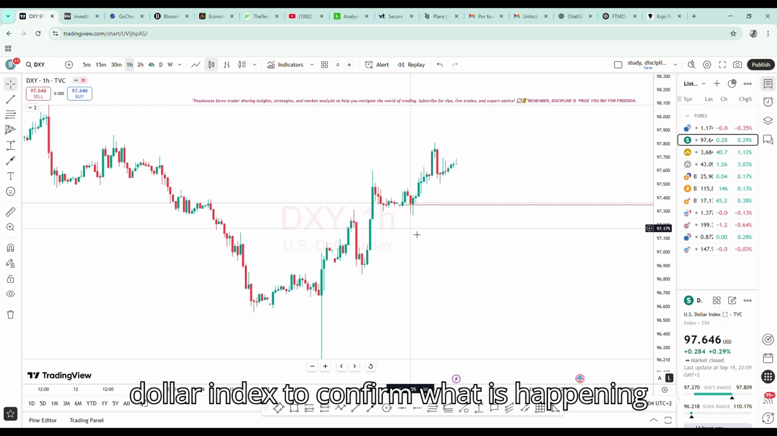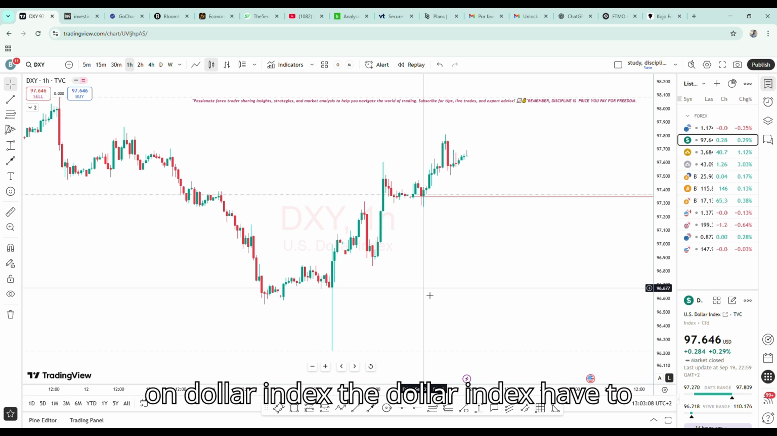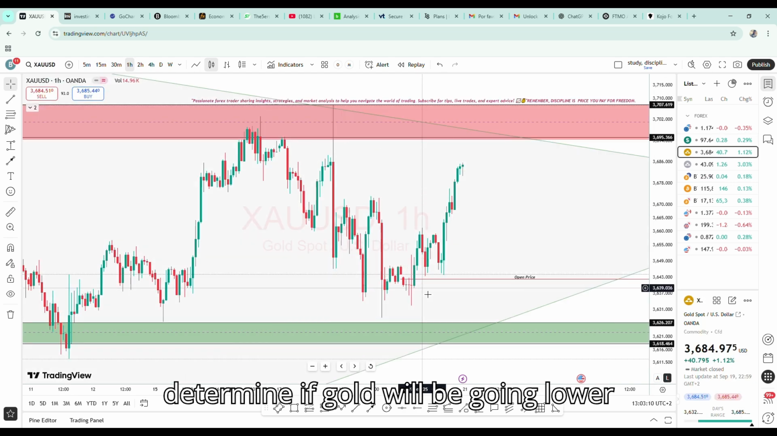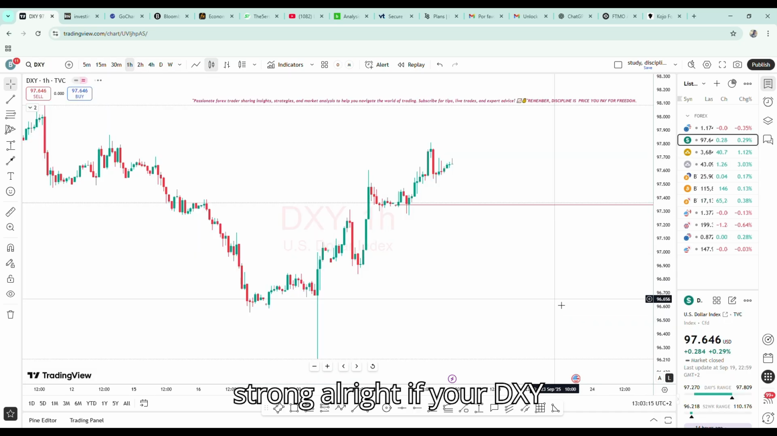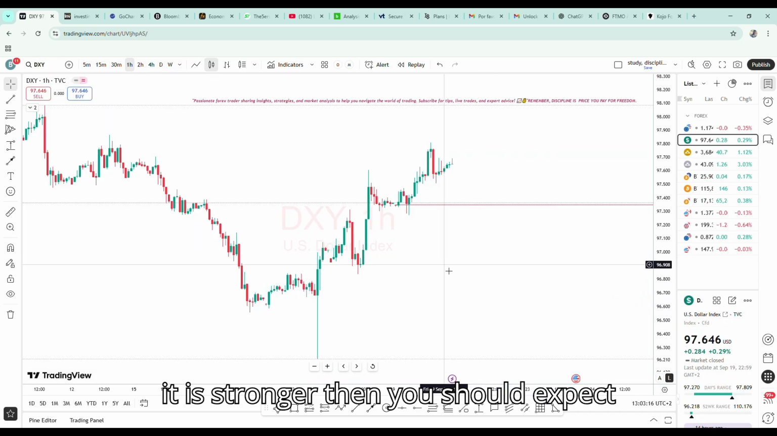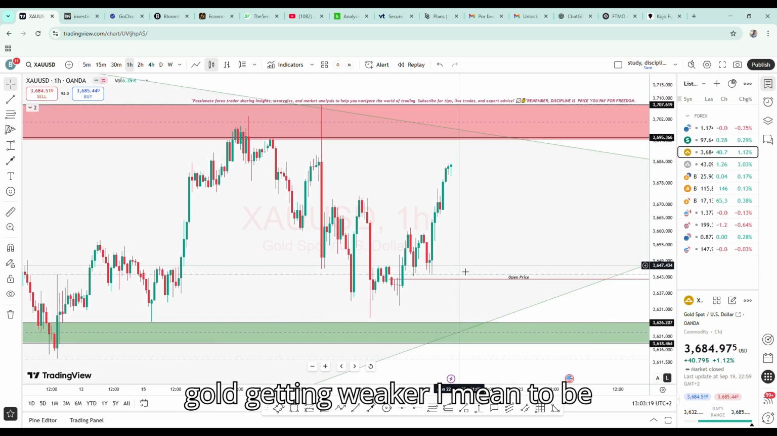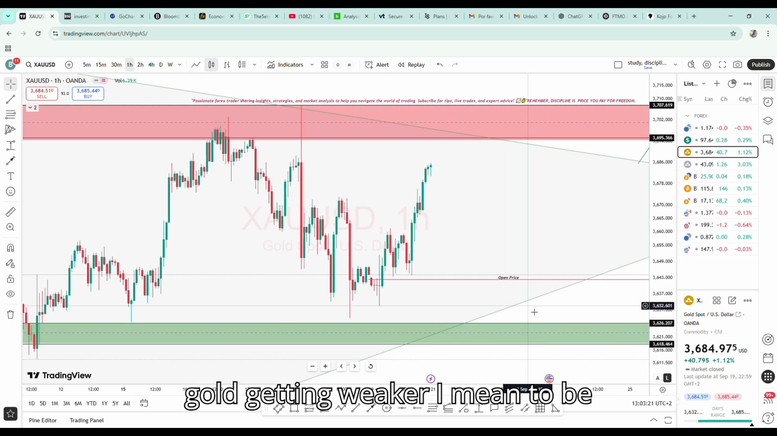Then you go to your dollar index to confirm what is happening. The dollar index determines if gold will be going lower, whether it is weak or strong. If your DXY is stronger, then you should expect gold getting weaker, I mean, to be in bearish form.